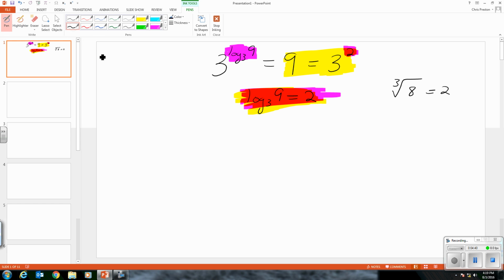So this gives us a way of describing two relationships. We have what we call exponential form, and we have what we call logarithmic form.